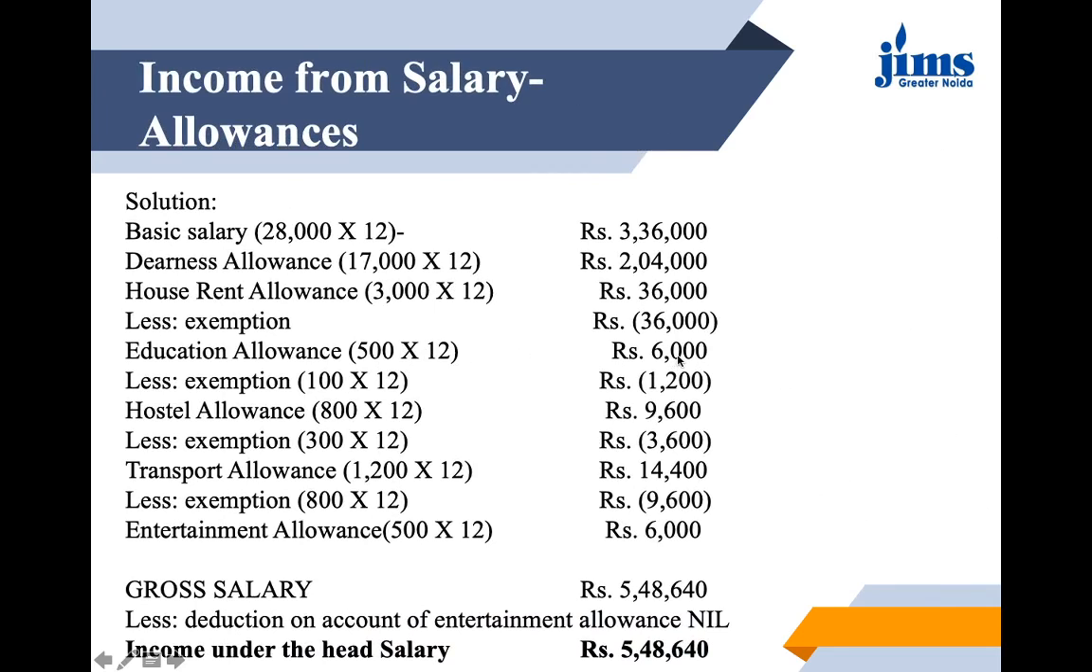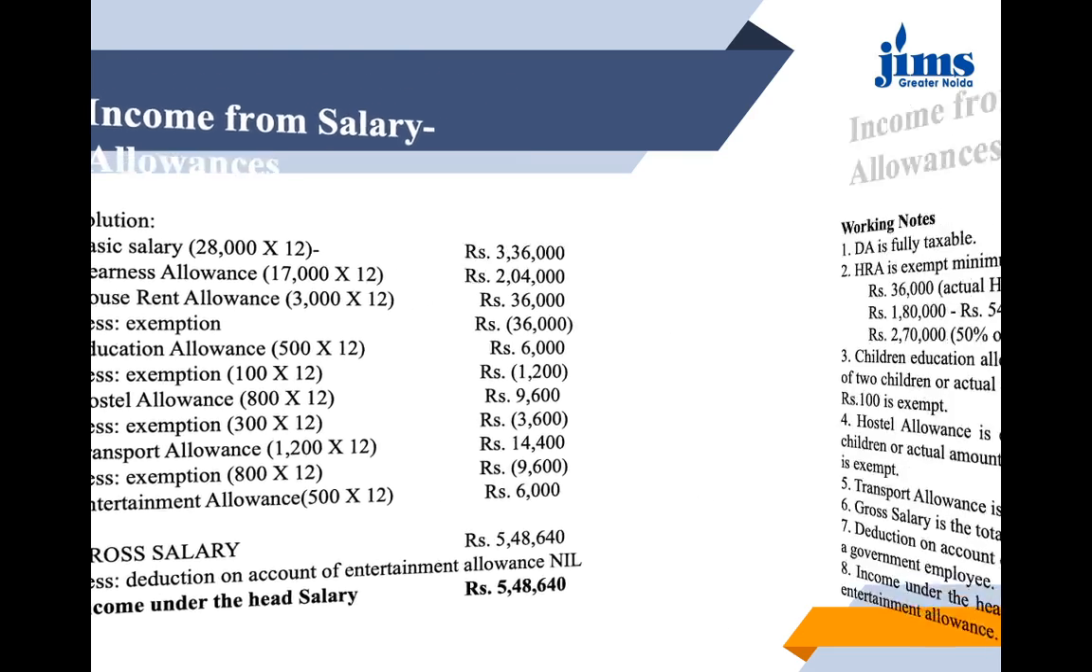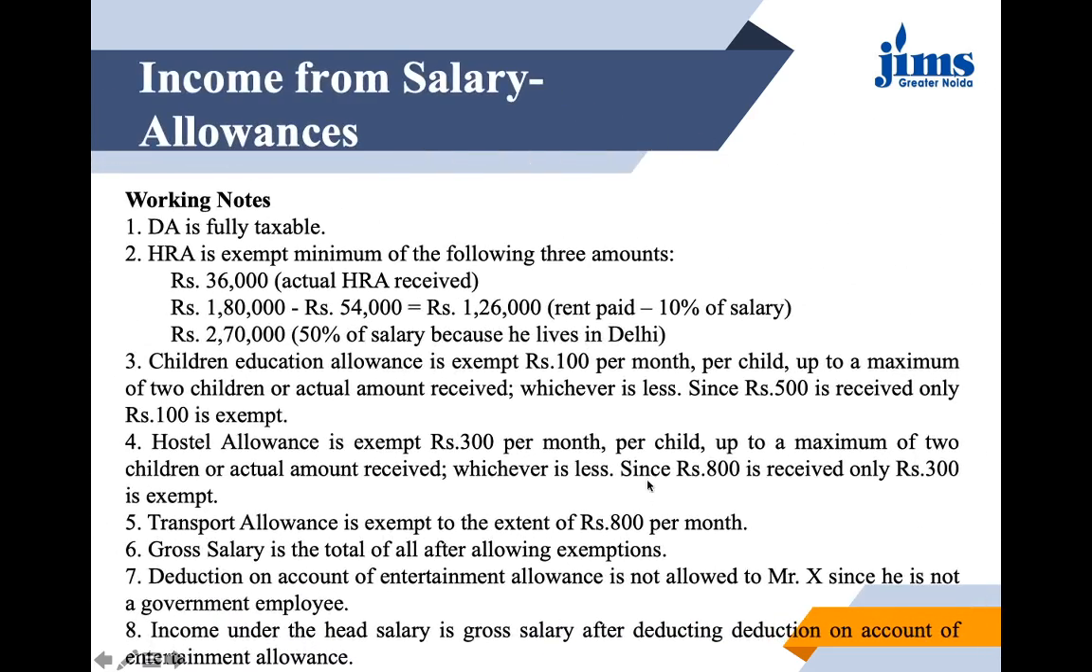Now let us see the exemption. How will we see the exemption? Let us go to the working notes. The children education allowance is exempt for rupees 100 per month. You can see that in the previous slides I have mentioned that it is per child and up to a maximum of 2 children, but he is having only 1 child, so he is receiving that. Since he has received only 500, rupees 100 is exempt.